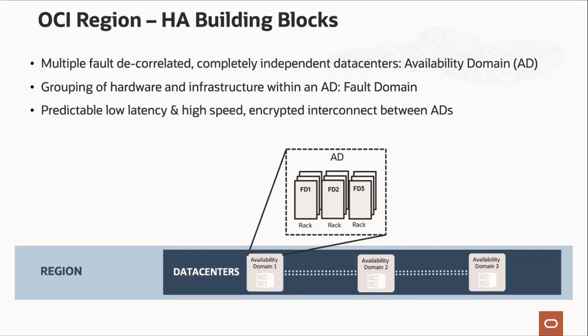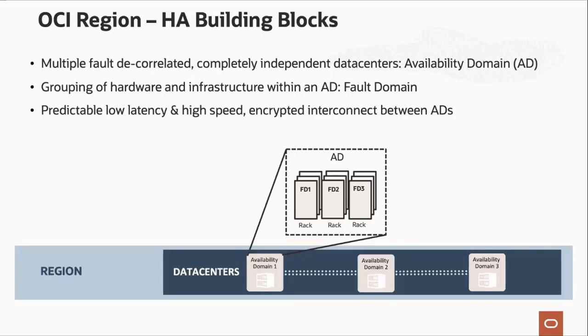And these are going to be separated. They're not going to share the same infrastructure, the same resources. So if something were to happen in availability domain 1, for example, there's like a fire and availability domain 1 goes down, it should not affect availability domain 2 or availability domain 3.